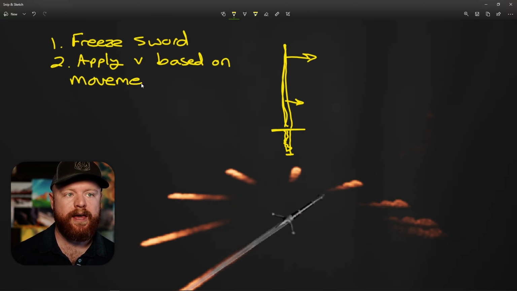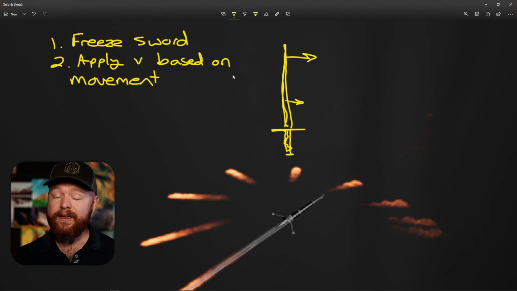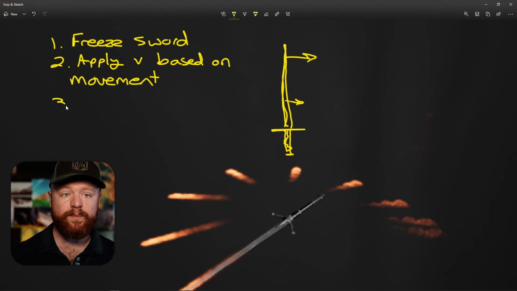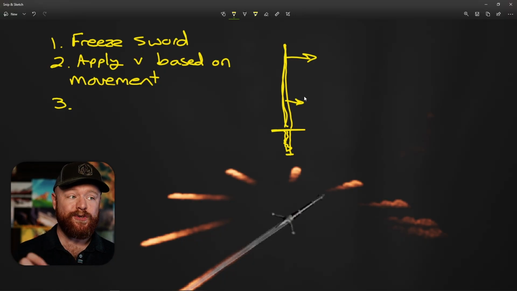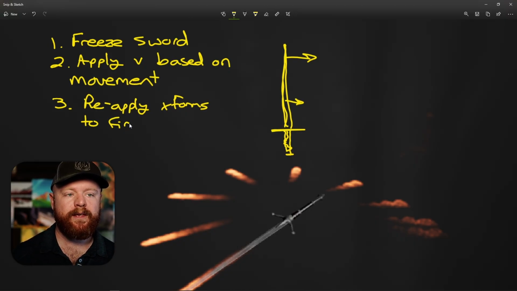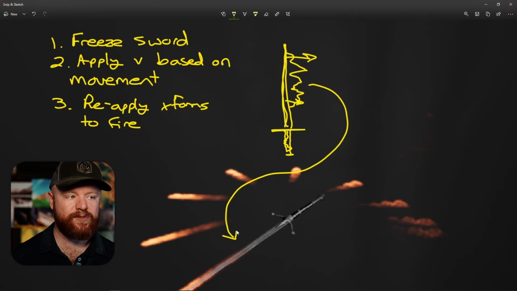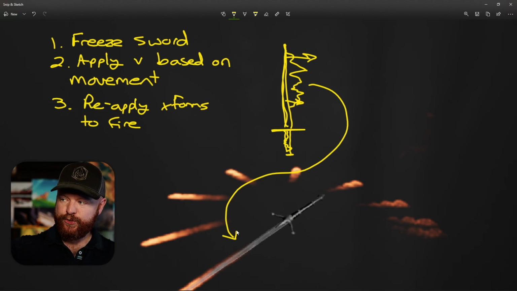And then, last but not least, once the flame is moving around in a realistic way, we can then take our transforms and reapply them to the fire sim. So we could say reapply transforms, or X-forms, to fire. And then that will take our fire, you can imagine that, and place it back onto the animated sword. This is the round trip that we can do.